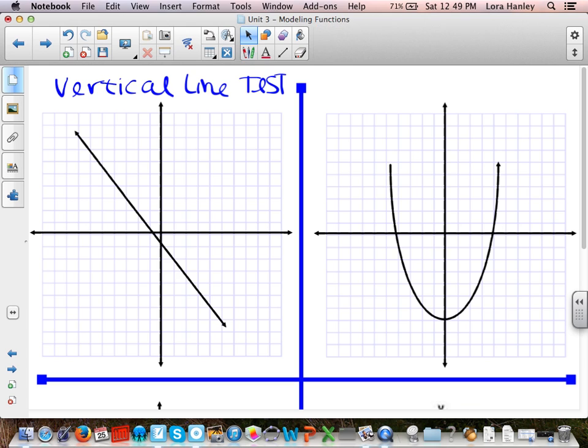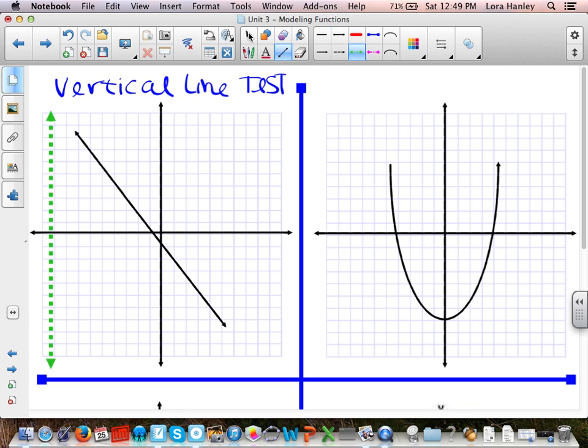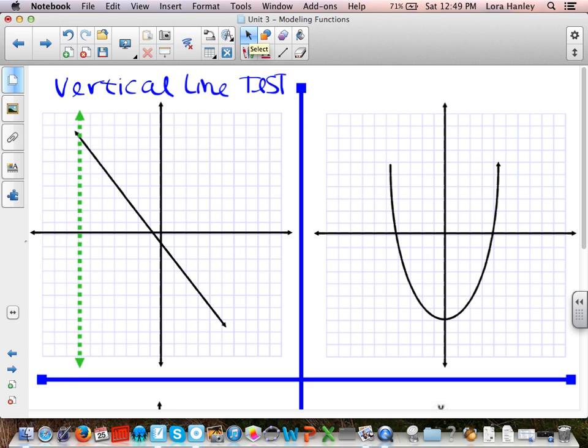Let's start with this linear graph over here. Okay, so if I pass my vertical line across this graph and it only hits in one spot at a time, this would be considered a function. So I'll set here, here, here, here, here. Yeah, we're good all the way down. So this graph would be a function.